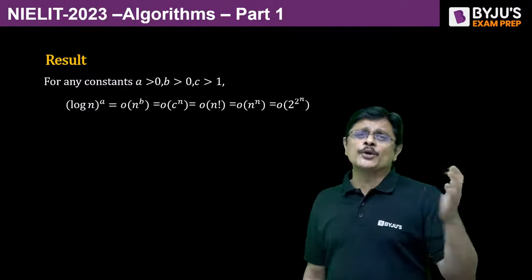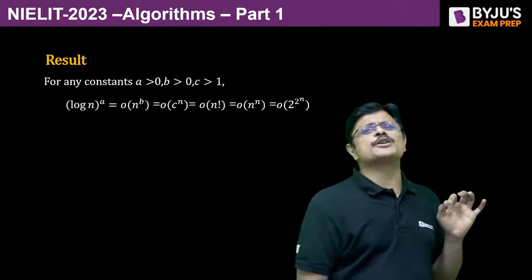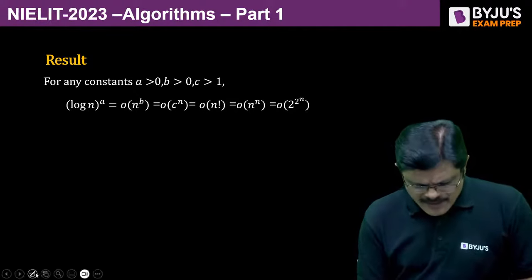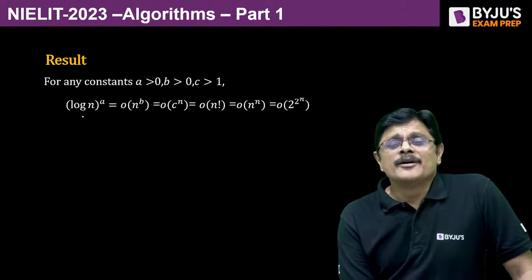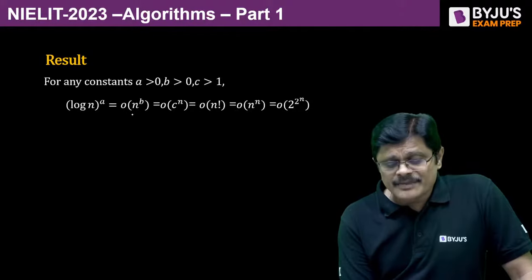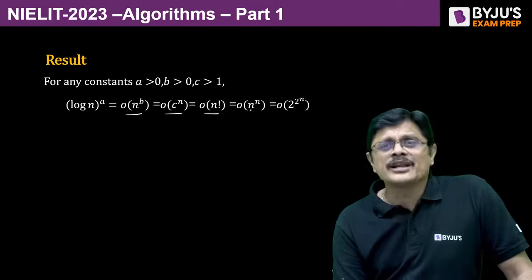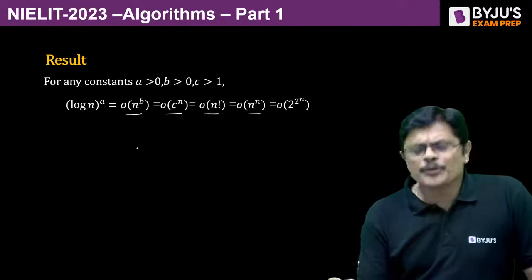Now, when you want to compare functions, this is one of the very important results one should know. Here it is: polylogarithm, polynomial, exponential, factorial, n power n, and 2 power 2 power n. Am I clear? 2 power 2 power n.